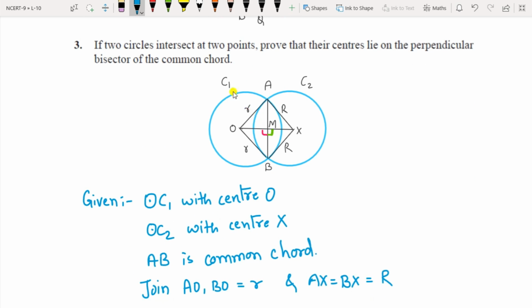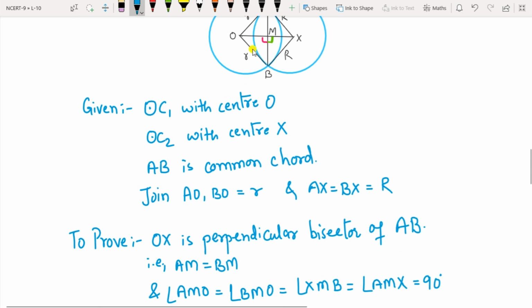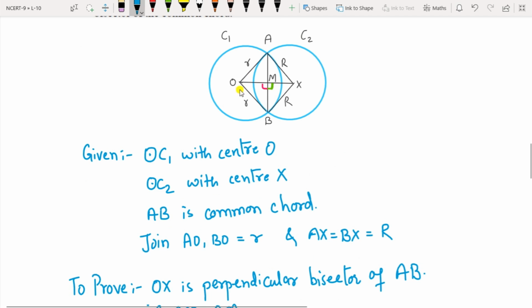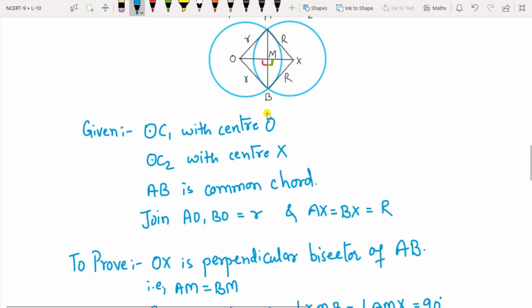Now here is one proof of the following. If two circles intersect at two points, here A and B, prove that their centers lie on the perpendicular bisector of the common chord. So AB is the common chord for both the circles C1 and C2 here. You have to prove that their centers lie on the perpendicular bisector of the common chord. So here the centers O and X lie on the perpendicular bisector of AB.